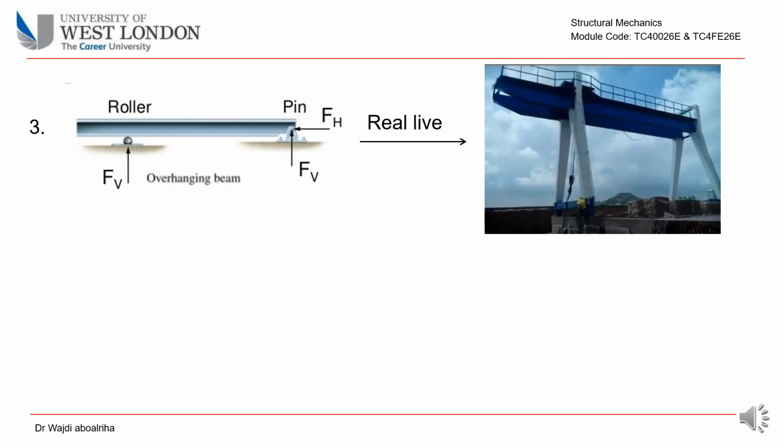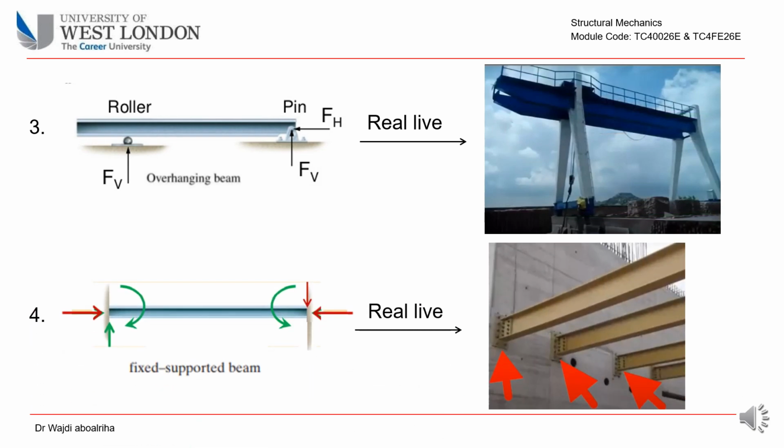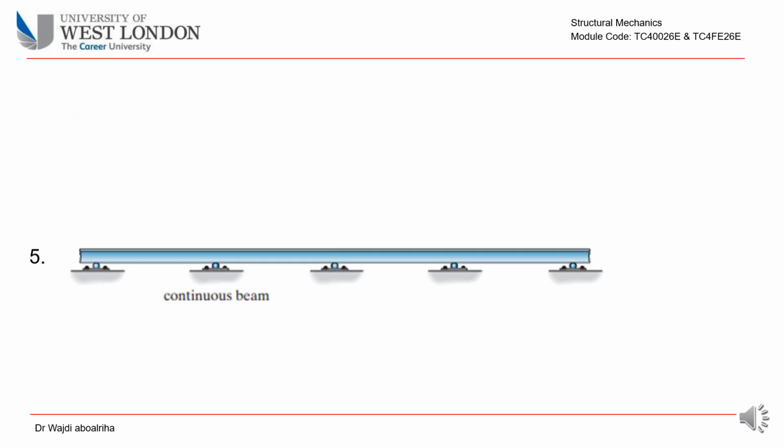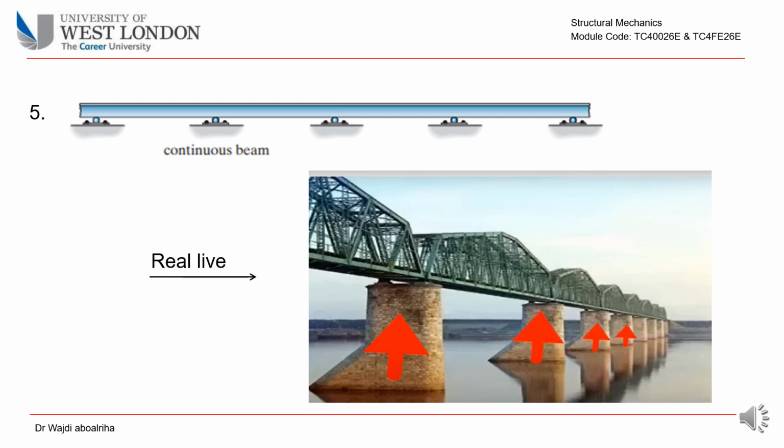Overhanging beam: one of its ends is extended beyond the support. Fixed supported beam is supported by fixed supports at both ends. And continuous beam: a beam having several spans in one straight line, generally with at least 3 supports.